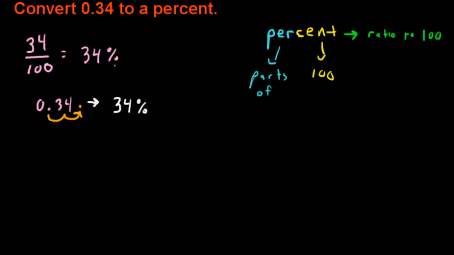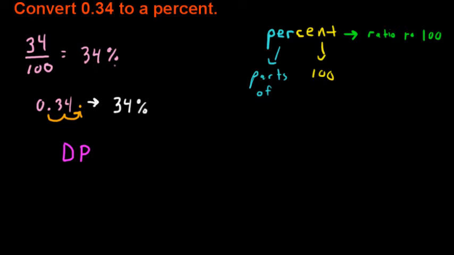Now, a cool way to remember how to do this. We're going from a decimal to a percent. So that's DP, like Dr. Pepper. So just think Dr. Pepper. Even if you don't like Dr. Pepper, think of it as Dr. Pepper. And if you don't like Dr. Pepper, then you're weird anyways.